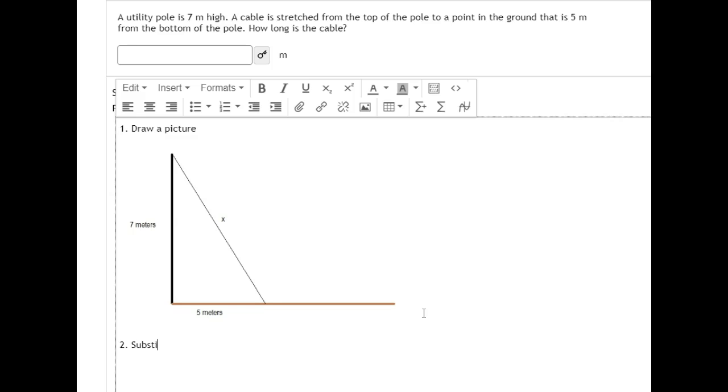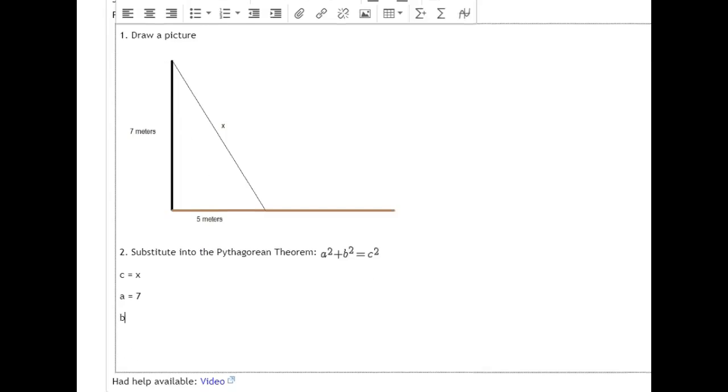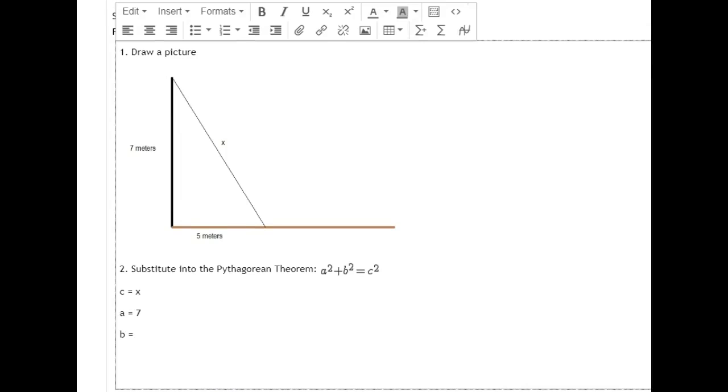To do that, we'll substitute this information into the Pythagorean theorem. So the Pythagorean theorem was a squared plus b squared equals c squared. So we have c, it's always the hypotenuse, the side that's opposite the right angle. So in this problem, that's our unknown side, x. A, we'll let that be the 7 meters. Then b will be our 5 meters.